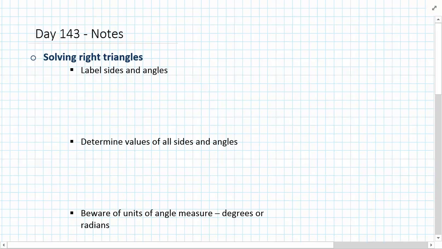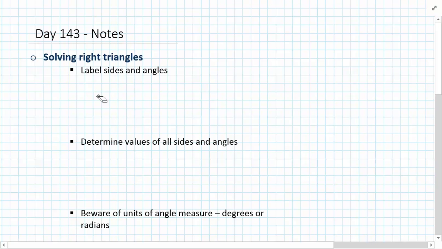Day 143 Notes, Advanced Algebra 2. Today we're looking at a new technique that goes along with our right triangle trigonometry. This technique is called solving right triangles. We're going to use our right triangle trig in order to solve right triangles.